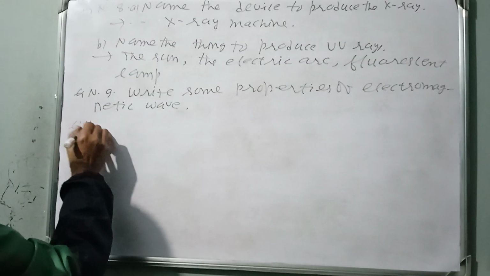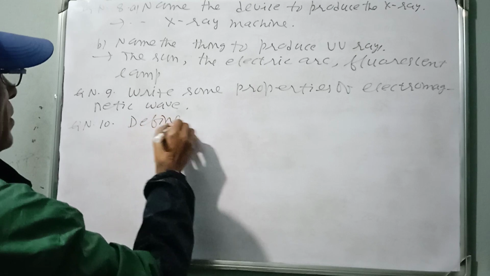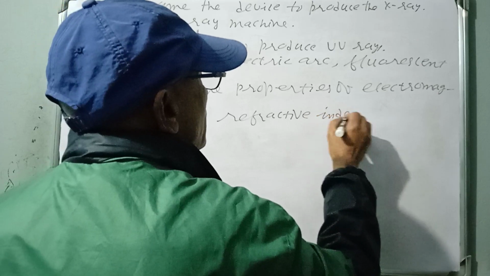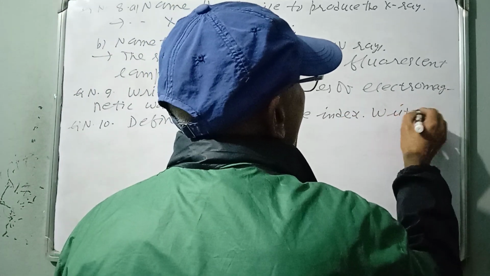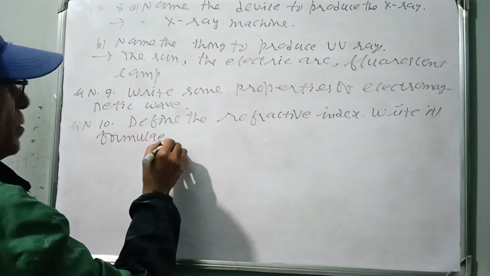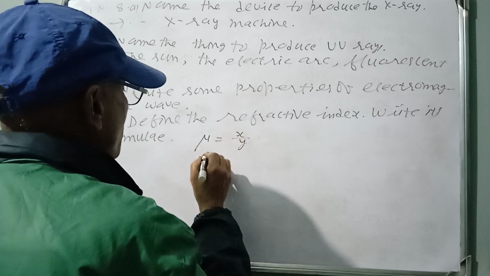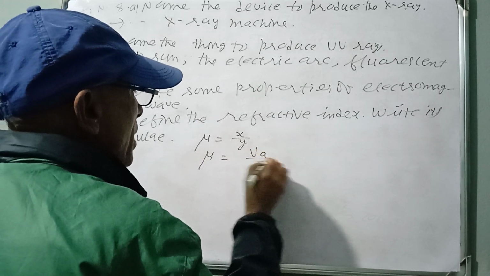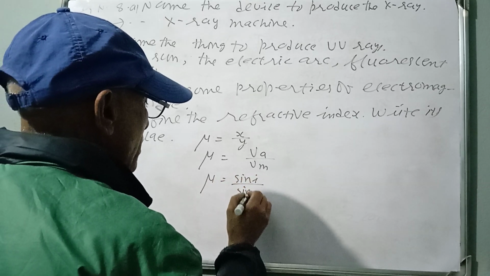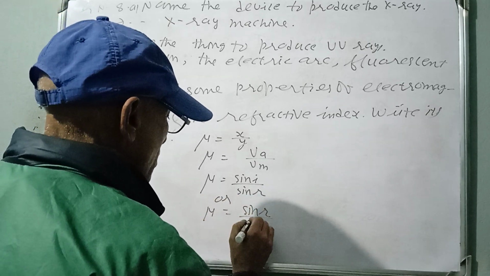Question number 9, one remaining. Define the refractive index and write its formulae. It has 3 formulae. First of all, let me write down one formula. Another formula, d A by d M. Another, sin I by sin r, or for this, sin r by sin I.